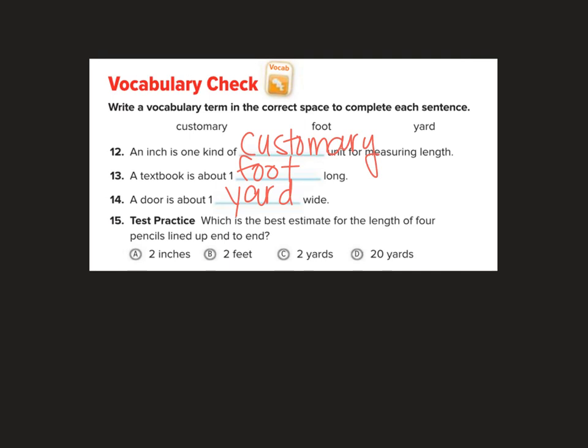All right, here's our test practice. Which is the best estimate for the length of 4 pencils lined up end to end? 2 inches. No, it's more than 2 paper clips. 2 math books. Yeah, I think so. 2 chairs. Way too long. 20 chairs. Way too long. We're going 2 feet here, guys. 2 math books. If you took 4 pencils, it'd be about 2 math books, right?